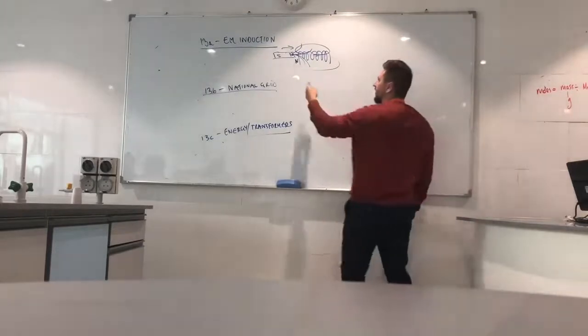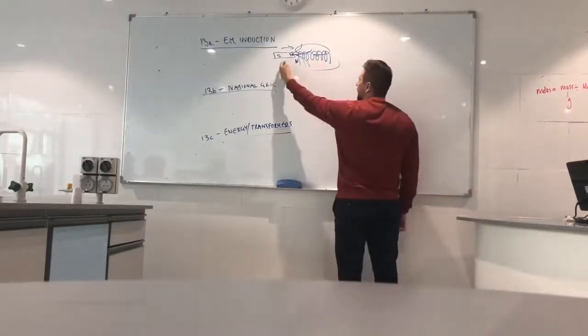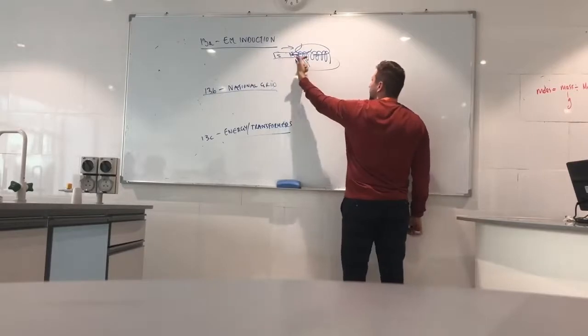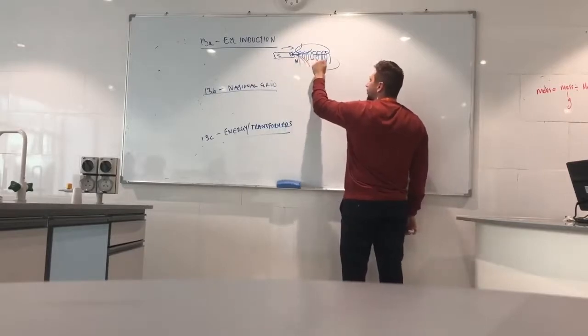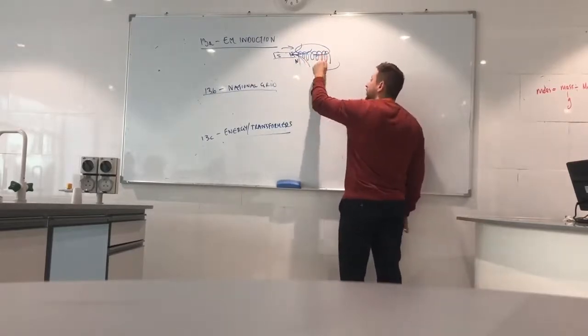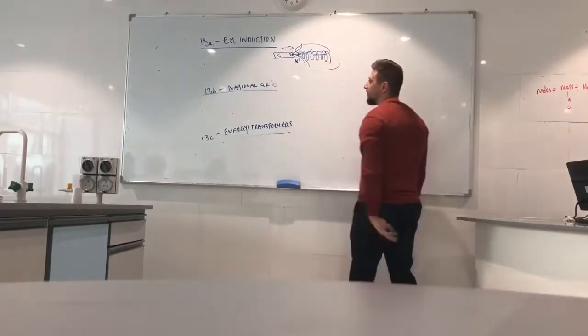And the reason that there is a magnetic field here is because a permanent magnet is coming in and inducing a current in the wire, and if there is a current in a wire, then there's a magnetic field.